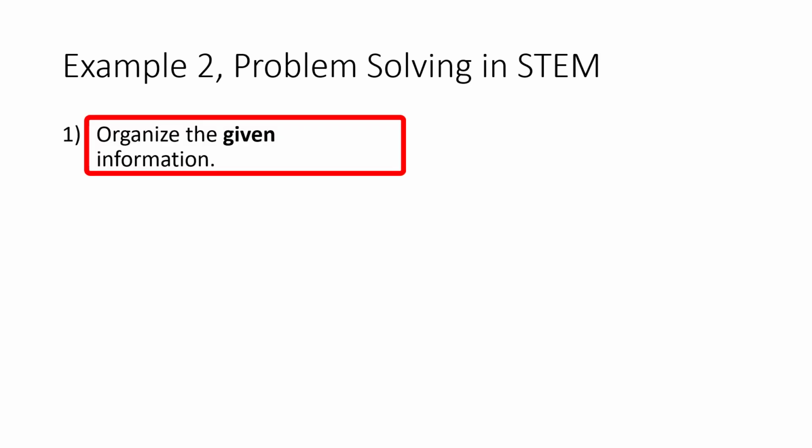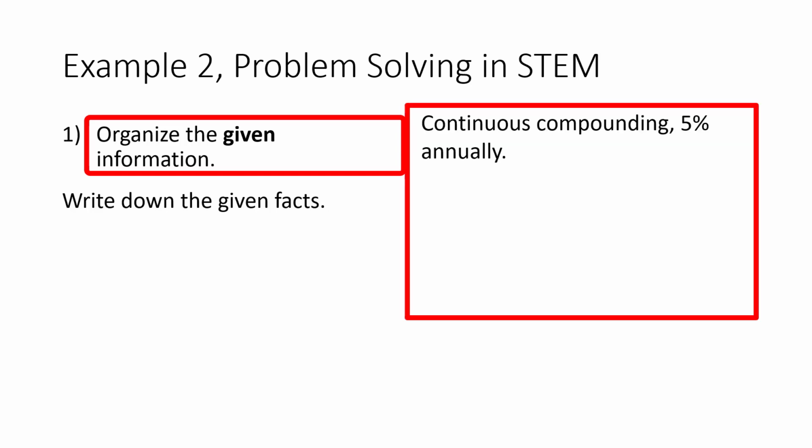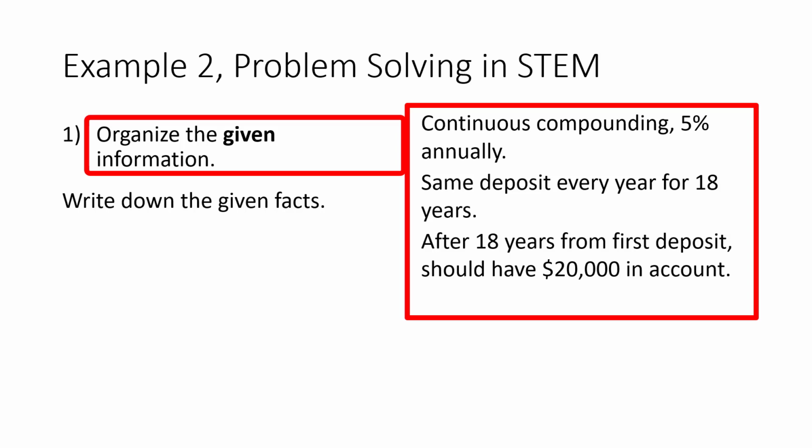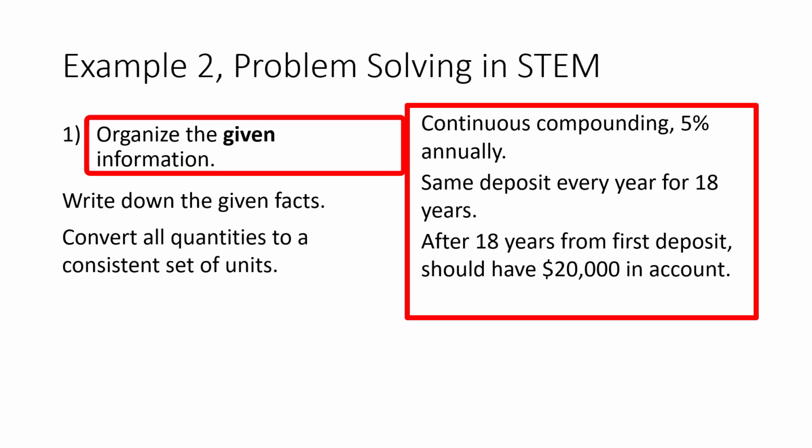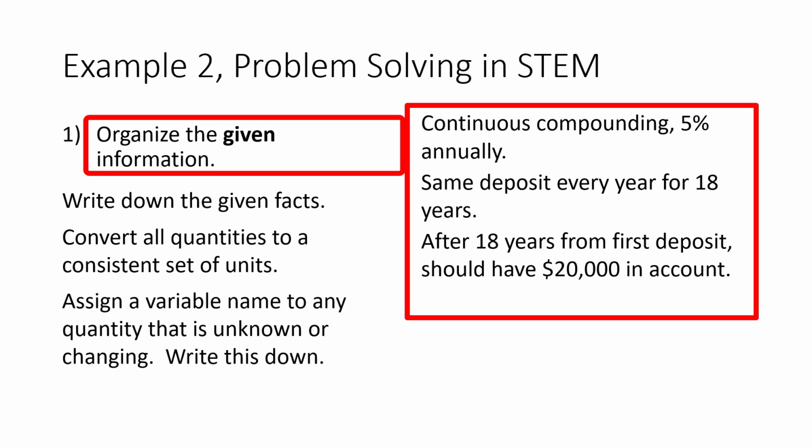First, we organize the given information, starting by writing down the facts. The interest compounds continuously at an annual interest rate of 5%. Fred and Wilma will deposit the same amount every year. 18 years after the first deposit, the account should contain $20,000. We want all information in the same system of units. We already have that. We need a variable name for any quantity that is unknown. I'm going to use P for the amount they deposit each year.